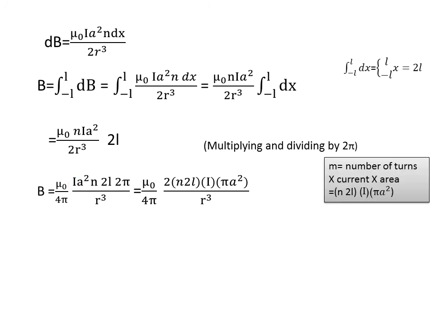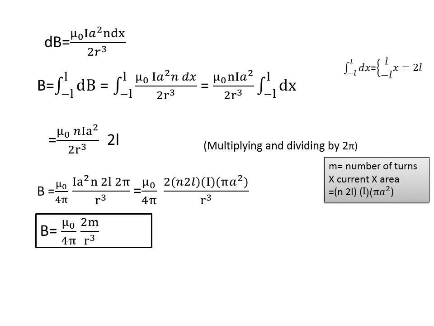Now, magnetic moment M is equal to number of turns into current into area. Here the number of turns is n into 2L. n is the number of turns per unit length. For length 2L we have n 2L turns. Current is I and area is pi a square. So these terms together we can write as magnetic moment M.